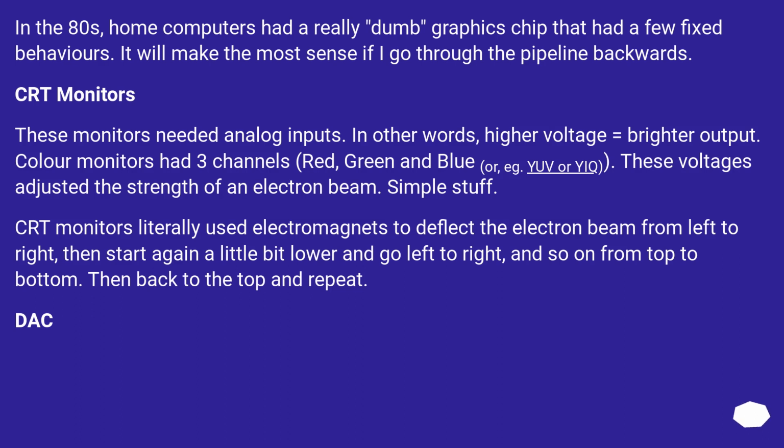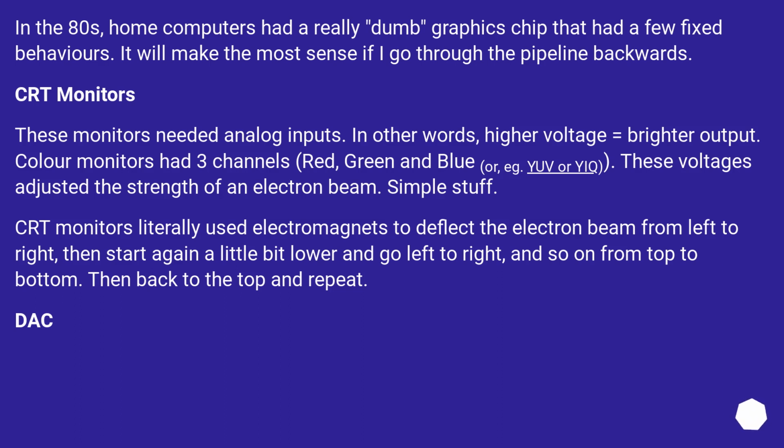In the 80s, home computers had a really dumb graphics chip that had a few fixed behaviors. It will make the most sense if I go through the pipeline backwards. CRT monitors. These monitors needed analog inputs. In other words, higher voltage equals brighter output. Color monitors had 3 channels, red, green and blue, or, e.g. YUV. These voltages adjusted the strength of an electron beam.